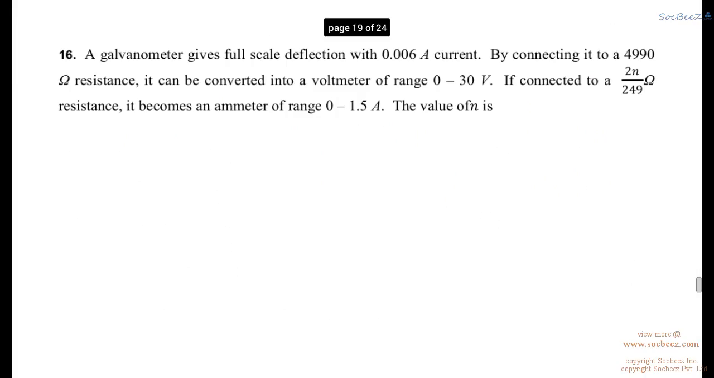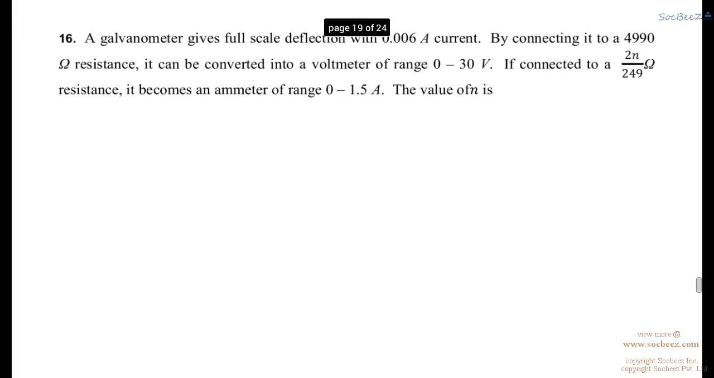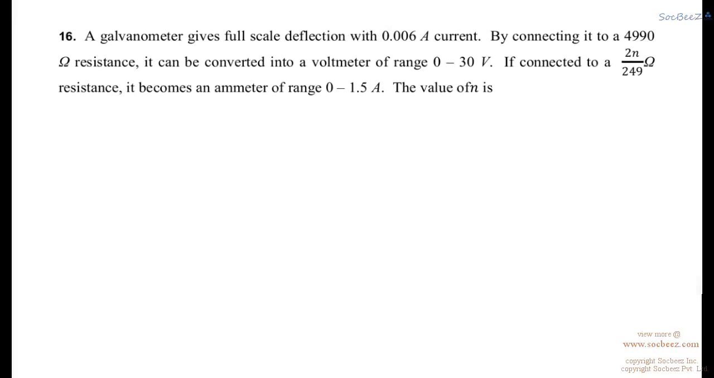Okay, so now let's see another question. The question says a galvanometer gives full scale deflection with 0.006 ampere current by connecting it to a 4990 ohm resistance. It can be converted into a voltmeter of range 0 to 30 volt. If connected to a 2n upon 249 ohm resistance, it becomes an ammeter of range 0 to 1.5 ampere.